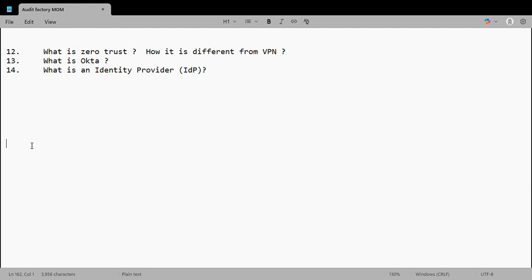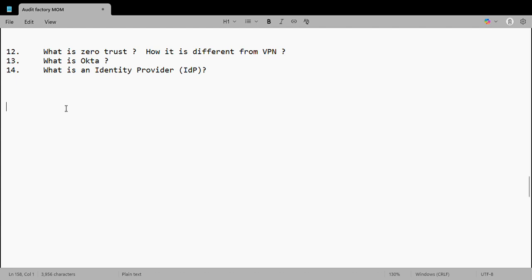As you can see, this is the total number of questions written. These are the interview phase questions. Question number 1 starts with: what is zero trust, and how is it different from a VPN. The second is Okta related, and the third one is the IDP, what is an identity provider. So today we will discuss these questions.